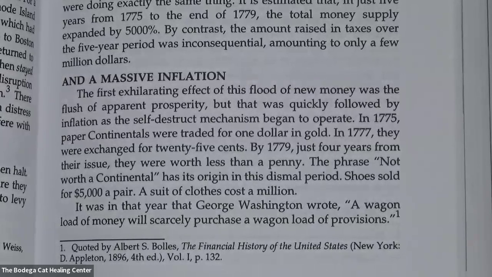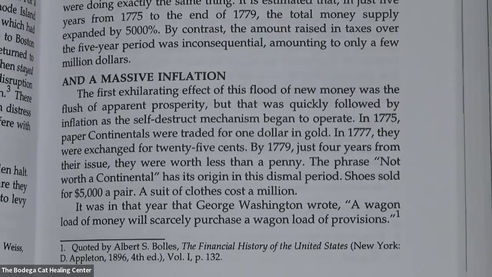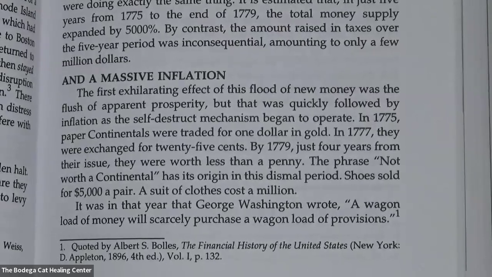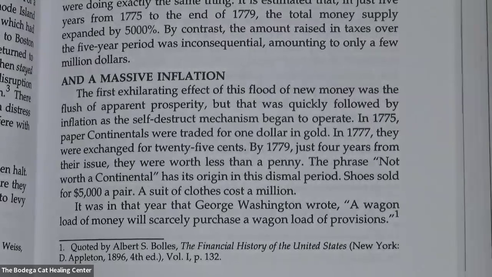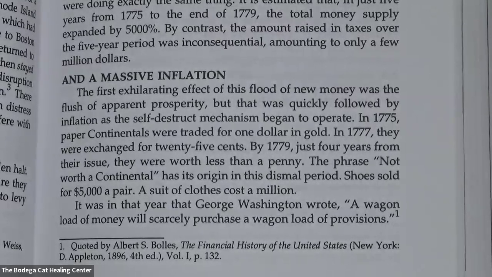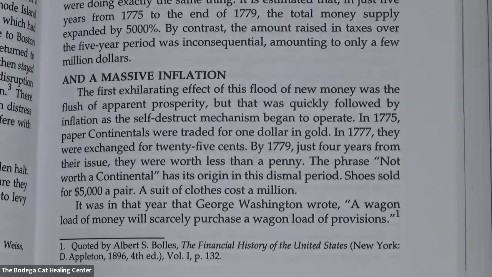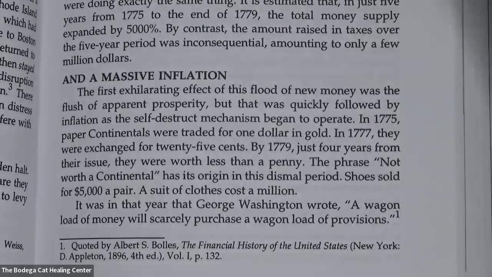Shoes sold for $5,000 a pair. A suit of clothes cost $1 million. It was in that year that George Washington wrote, "A wagon load of money will scarcely purchase a wagon load of provisions." That quote is found in Albert S. Bowles, The Financial History of the United States, New York, D. Appleton, 1896, 4th edition, volume 1, page 132.